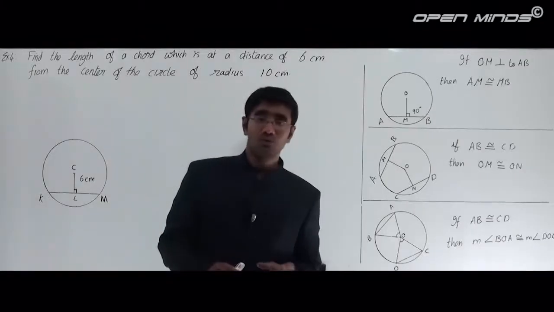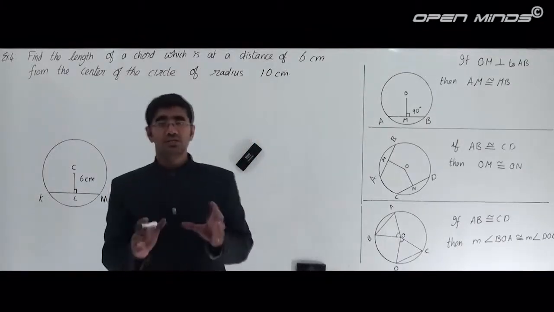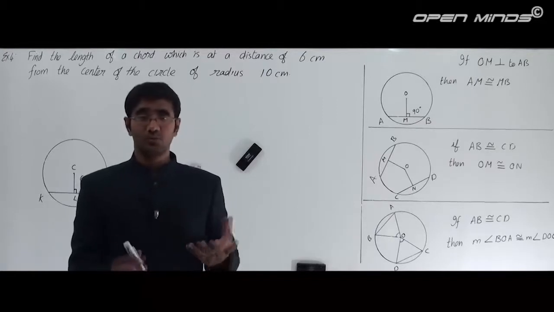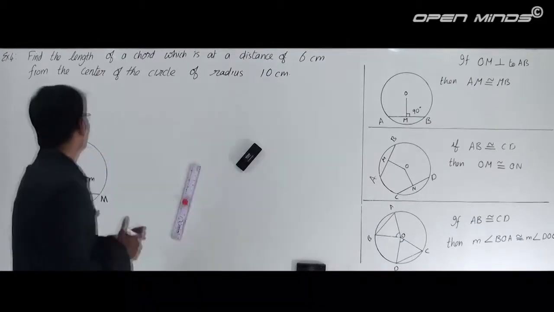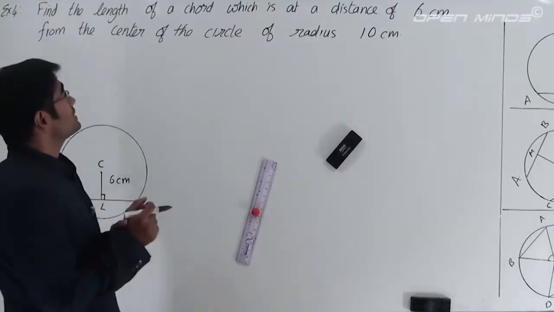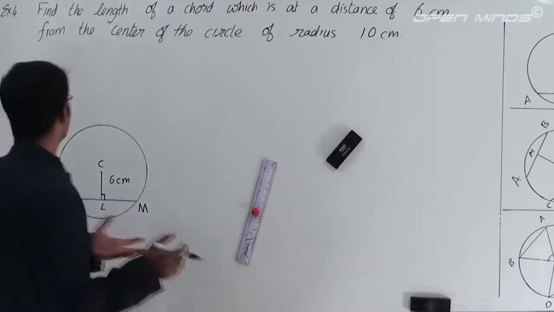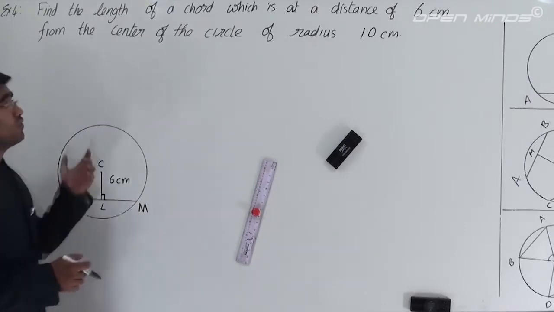Hey guys, now let's work with the fourth problem here. A little interesting, just because we're going to use another theorem here called Pythagoras theorem, and we'll see why we are using that. All right, so let's read the question. It says, find the length of the chord which is at a distance 6 centimeters from the center of the circle of radius 10 centimeters.